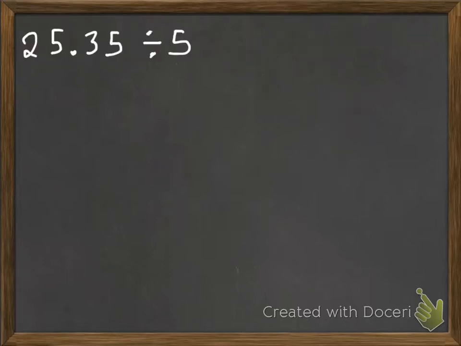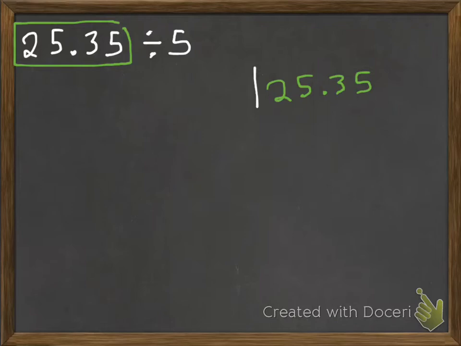Ooh, so this one's going to be a little bit longer. We have 25.35. Let's go ahead and write that out. 25.35 inside the house. And we have 5 as a divisor. Dividend is 25.35 and 5 is a divisor, just like that.